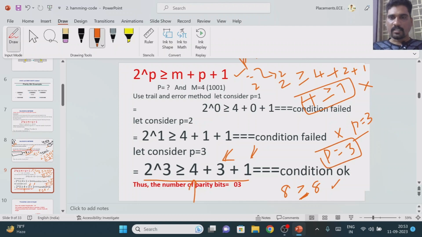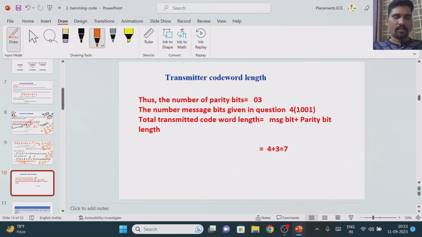So the 3 bits are the extra bits to be appended to the message information. The first step is to find out how many extra bits or parity bits need to be added to the original message information at the transmitter. After finding the parity bits, as we said earlier, the total length of the transmitted code word is the combination of the message bits and the parity bits. As per the given question, the number of message bits is 4. After using the formula 2 power p greater than or equal to m plus p plus 1, we got p equal to 3.